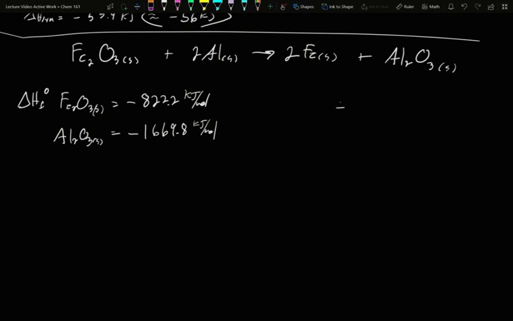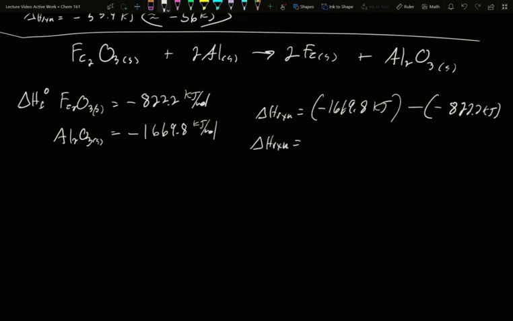And so we really only have 2 delta H of formation values. Well, that means my products minus my reactants. My delta H for this reaction is going to equal negative 1669.8 kilojoules per mole and 1 mole, so just that many kilojoules, minus negative 822.2 kilojoules per mole and, well, 1 mole again. The delta H of this reaction then is negative 847.6 kilojoules.